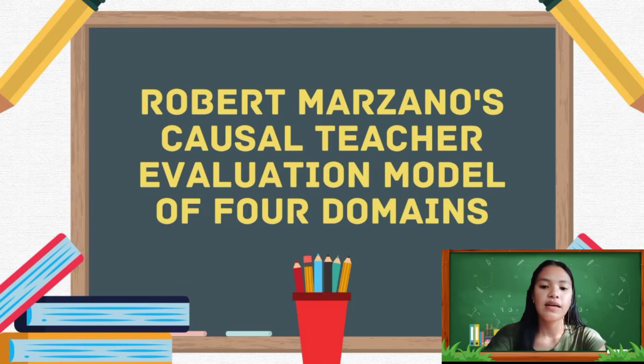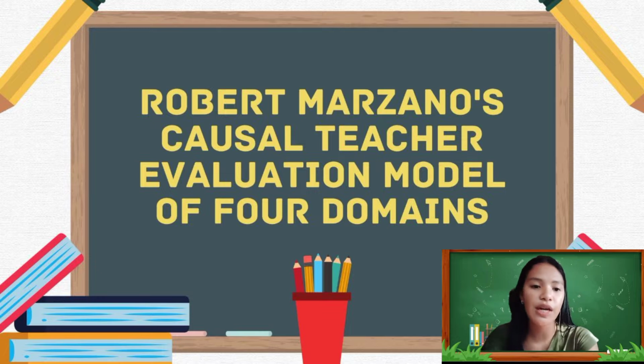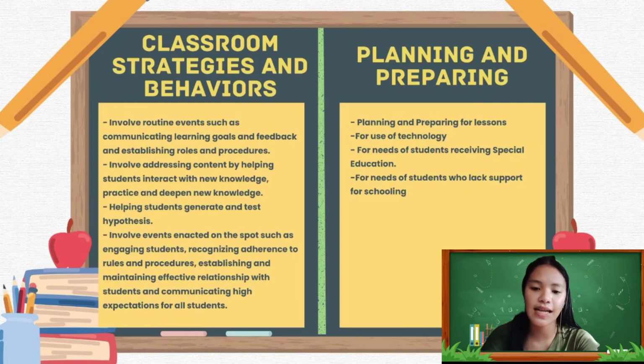This model enables teachers to identify their strengths and areas of growth so that they would become the best educator for the students. This concept of Robert Marzano has four domains. The first one is the classroom strategies and behaviors. Here it involves routine events such as communicating learning goals and feedback and establishing rules and procedures. It also involves addressing content by helping students interact with new knowledge, practice, and deepen new knowledge.